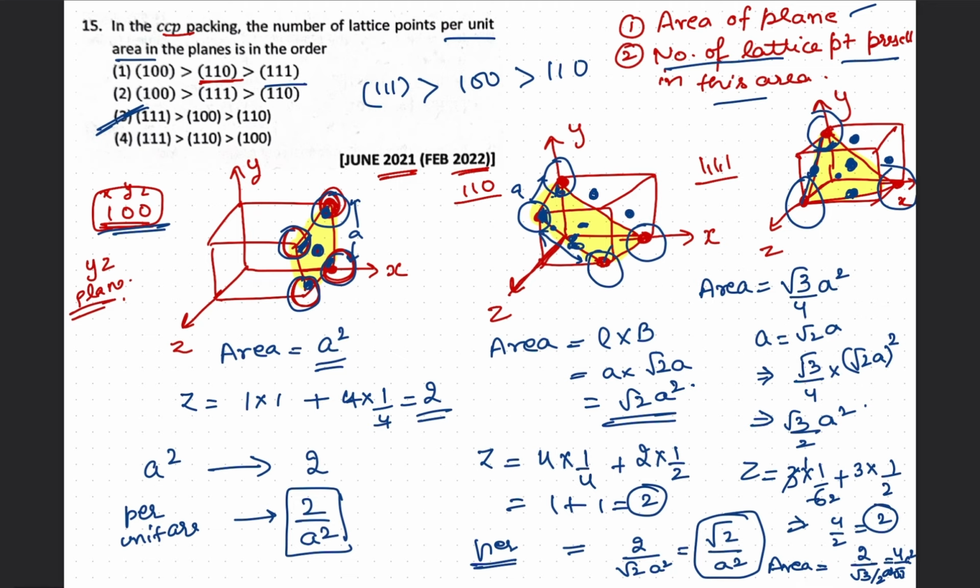Now this question is somewhat like a solving question, and you have to imagine how many atoms are present in a plane. That you will get when you draw a proper diagram.